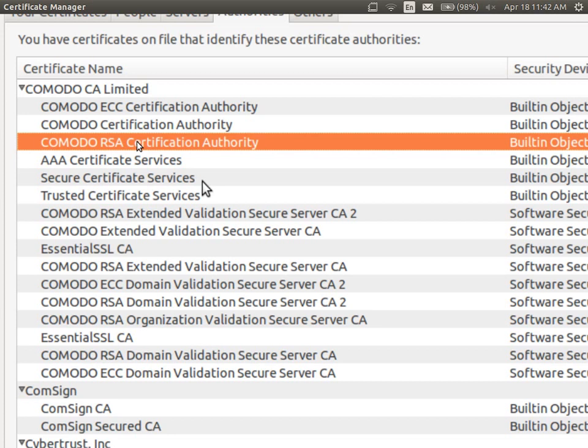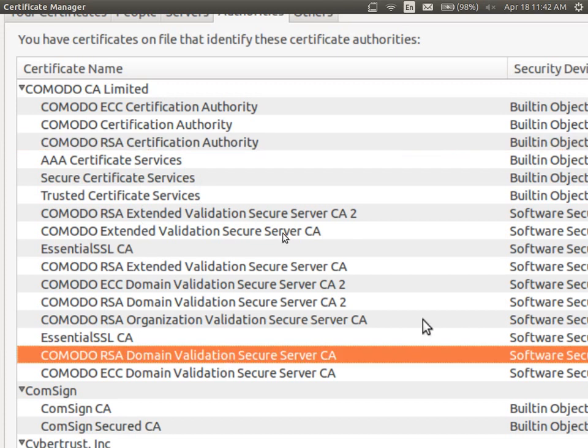After some time, my browser also trusted, where was the one? Was it this one? Komodo RSA Domain Validation Secure Server. That was downloaded and the chain of trust existed.